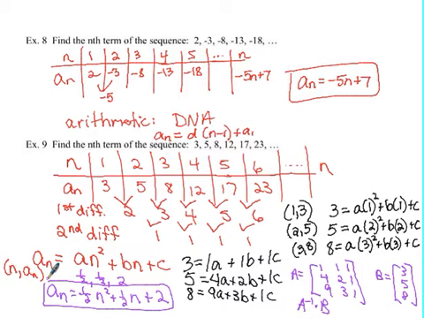Pull up matrix A, and then you just press your X inverse key. You see the inverse button? X to the -1 is your inverse key. Times then matrix B.